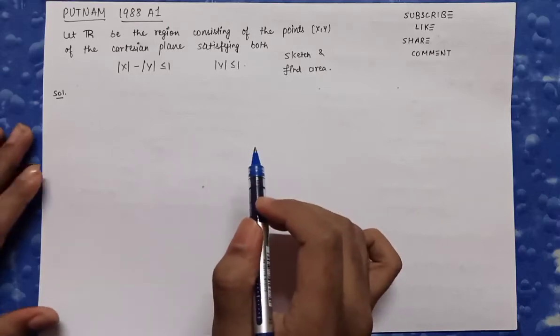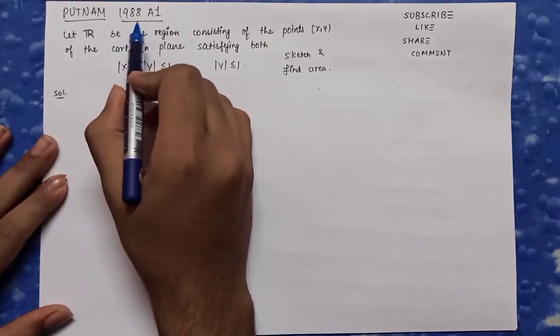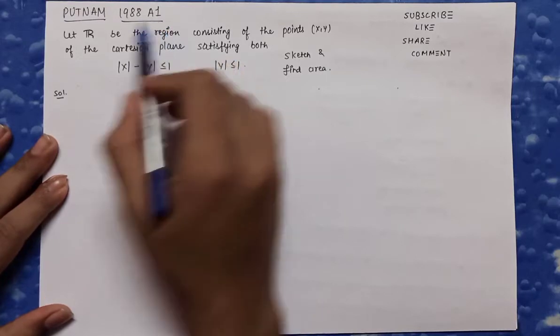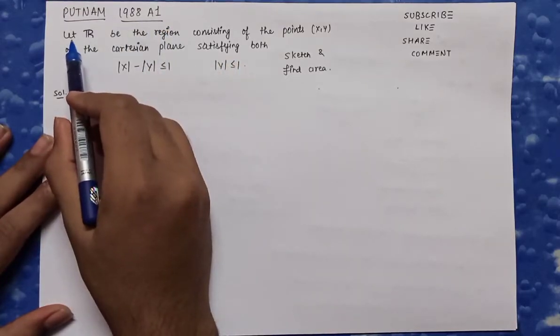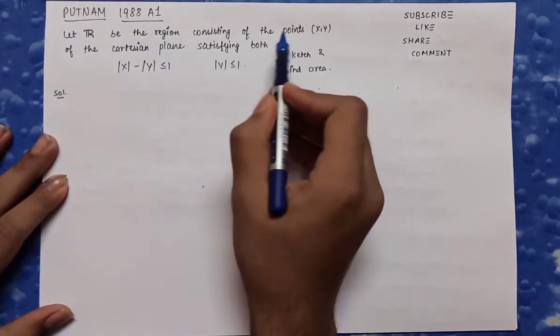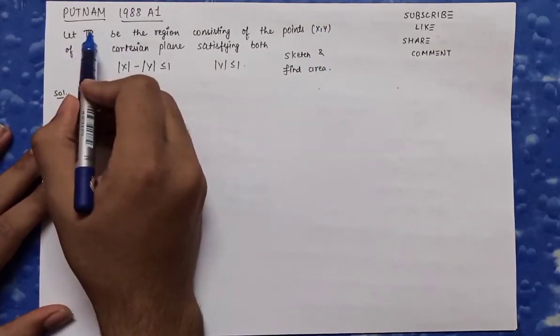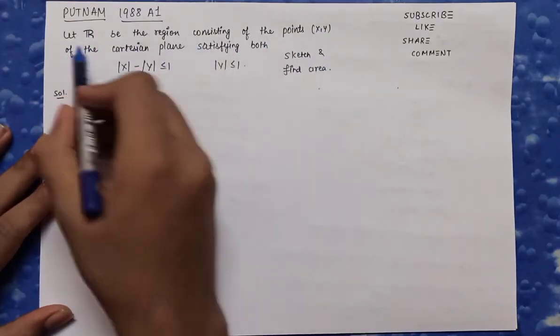Hello guys, today we are going to solve Putnam 1988 problem number A1. The problem states: let R be the region consisting of the points x, y. Obviously this R is not denoting the real numbers, I have just written it like that.